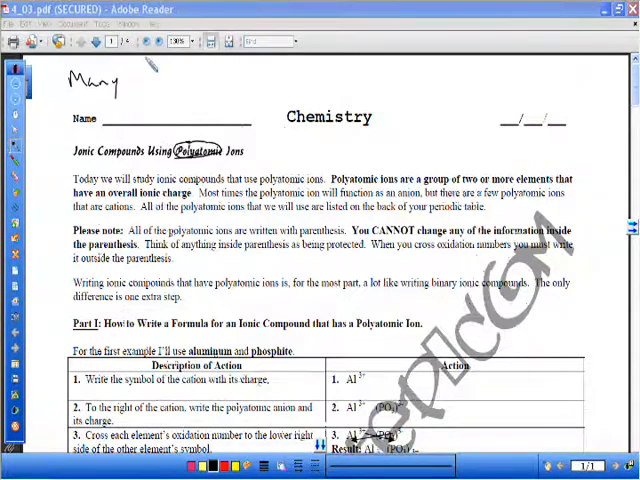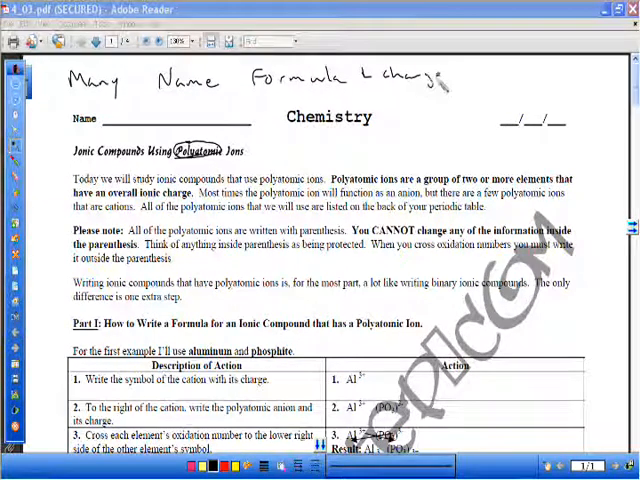You need to know the name of the polyatomic, sulfate, sulfite, phosphate, and then you need to know the formula and its charge. And there's no easy way around it. You just have to memorize them. So I suggest making flashcards.